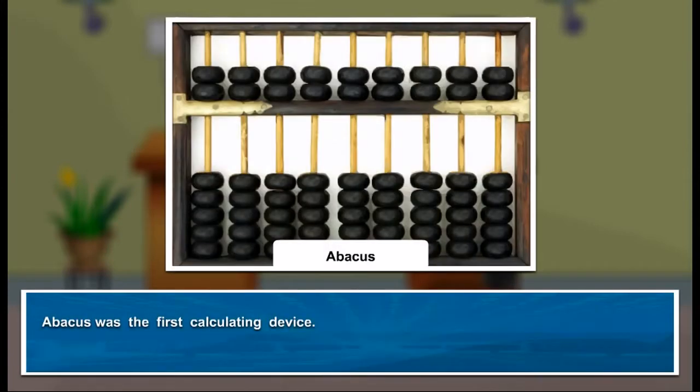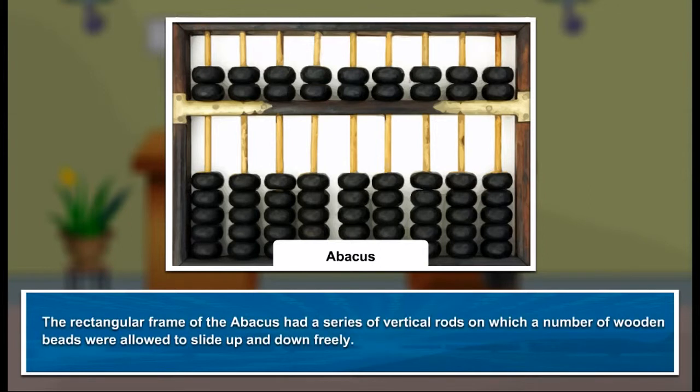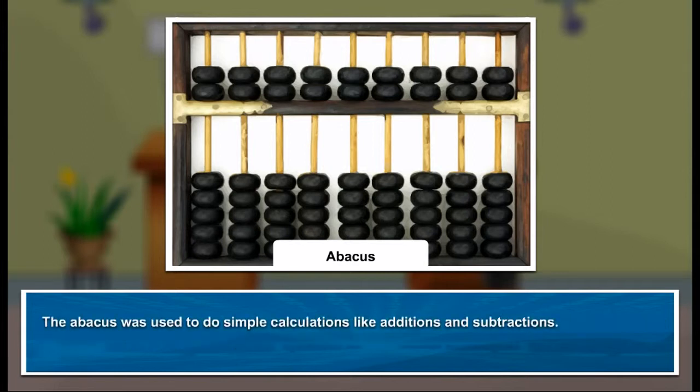Abacus. Abacus was the first calculating device. It was invented by the Chinese about 5,000 years ago. The rectangular frame of the abacus had a series of vertical rods on which a number of wooden beads were allowed to slide up and down freely. The abacus was used to do simple calculations like additions and subtractions.